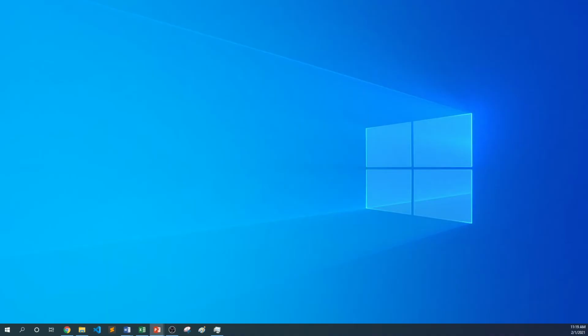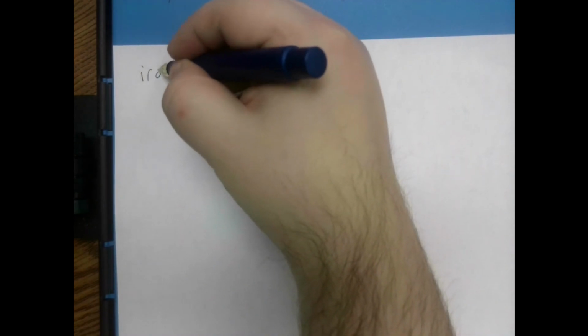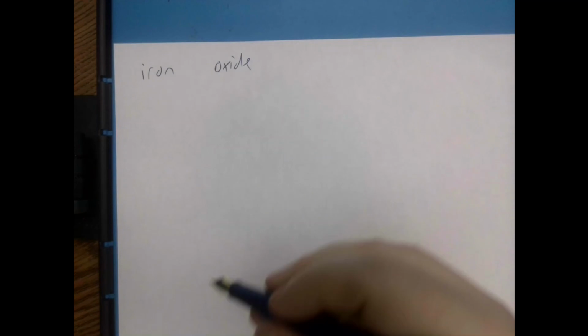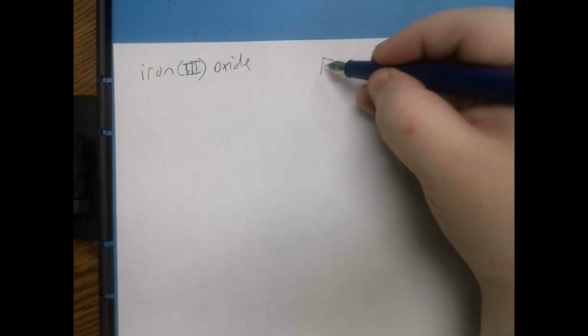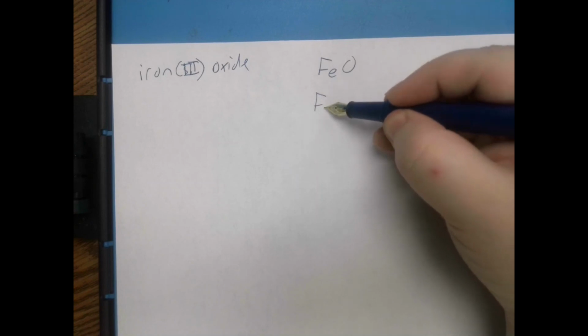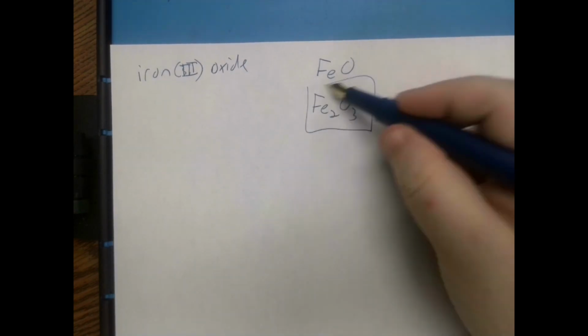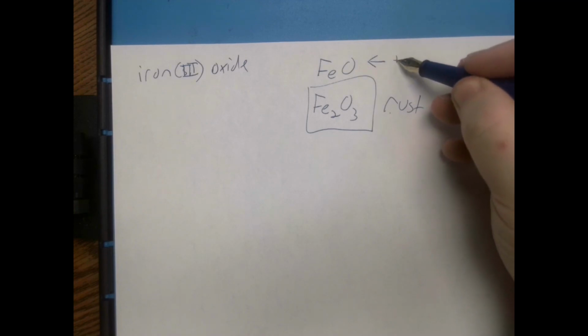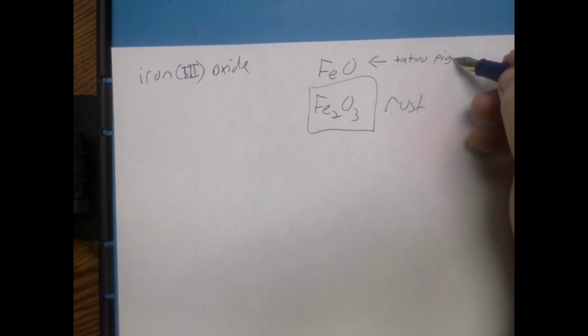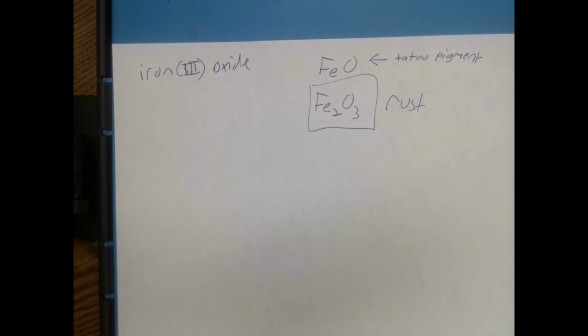What is rust? So what is the chemical formula for rust? What would you name it? What have you before today always called it? Iron oxide? That's wrong. It should be iron(III) oxide. Because there's 2 types of iron oxides. This is rust. This is a pigment for tattoos. You do not want to confuse the two. They're completely 2 different chemicals. We'll continue tomorrow.